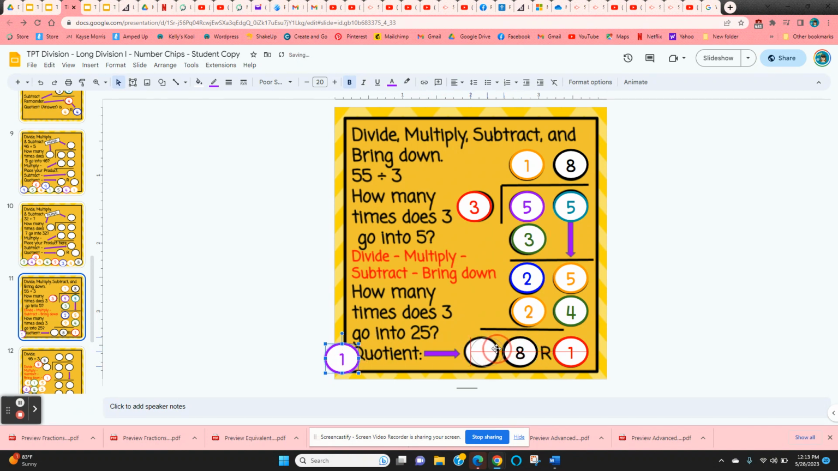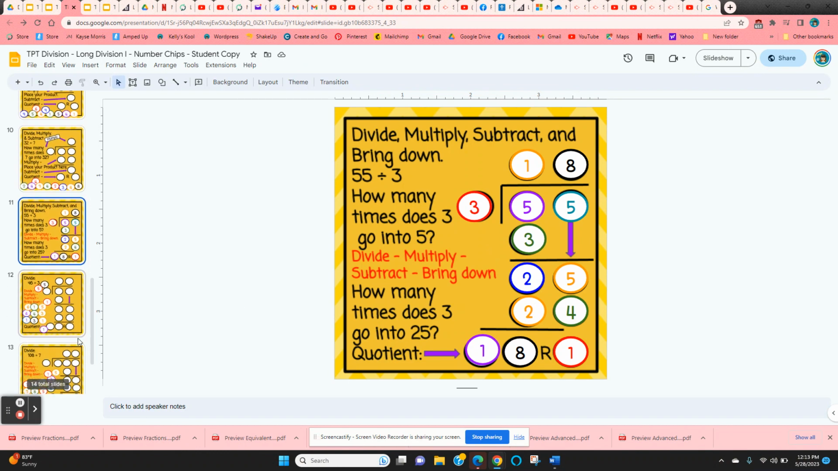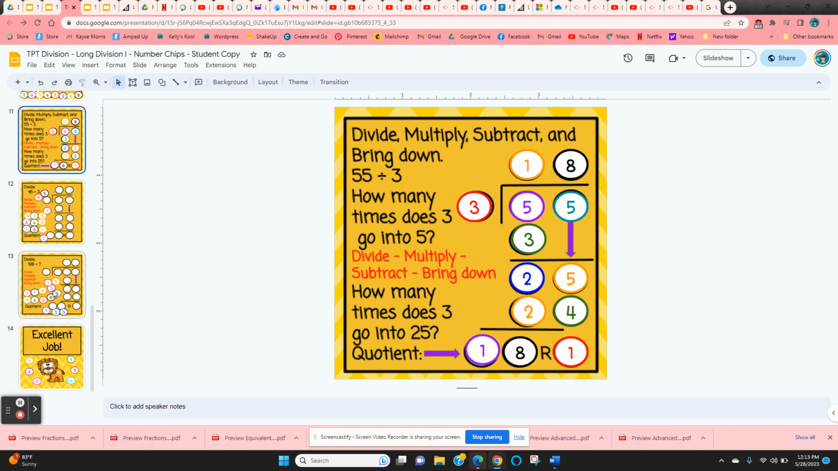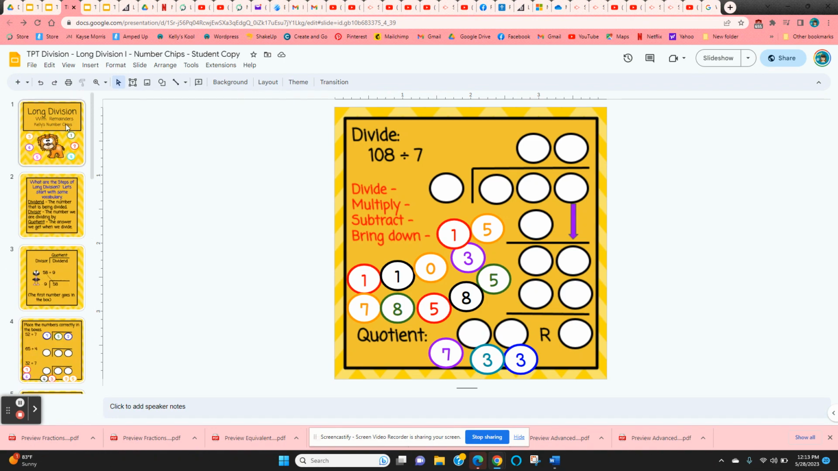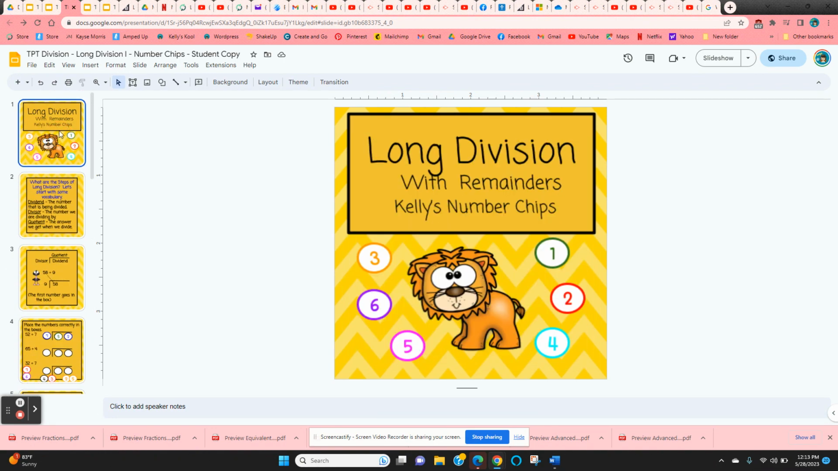So on every slide, they've got all the numbers they need. So if they get toward the end and the numbers aren't working, they know they've made an error. They need to go back and check again. Okay, so they got a few more to practice till they get to their final slide. So this is all long division, just walks them through the steps. Long division with remainders using number chips.